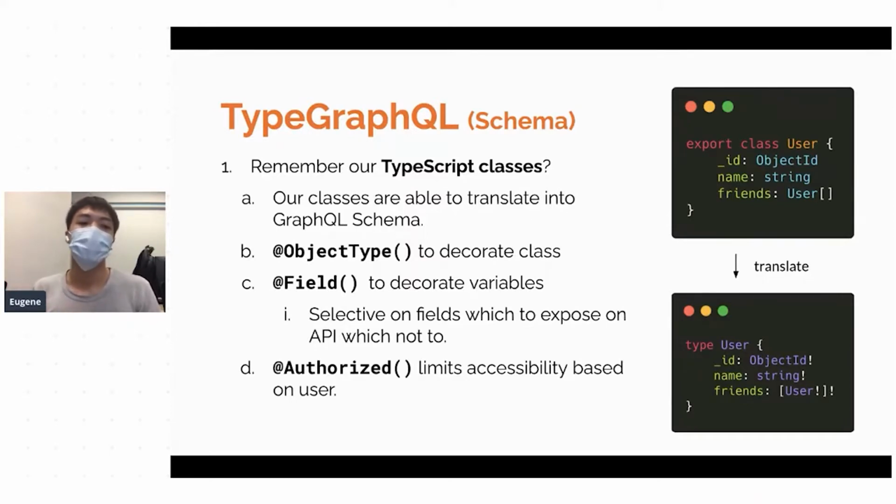First, we use ObjectType to decorate this particular class user to turn it into a GraphQL schema. And we can use @Field to decorate each of the fields. I will show this later. You can decorate those variables so that you can also selectively choose which variables you don't want to expose. For example, if you have a session ID you don't want to expose, you can just not decorate it with @Field. And @Authorized can help you limit which fields you want to show.